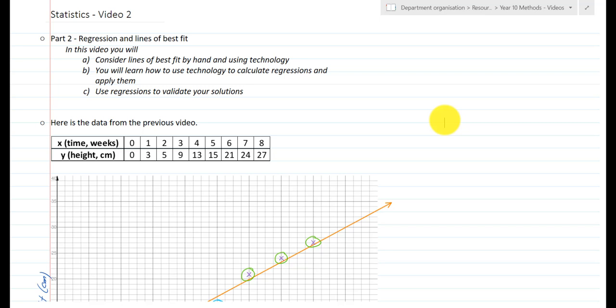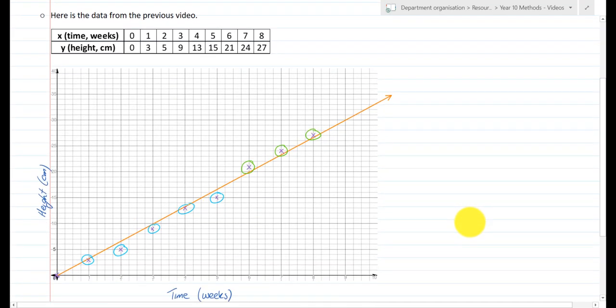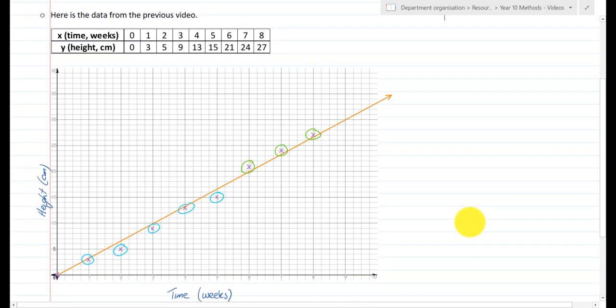So here's the data from the last video. It's time against height for something. I'm suggesting it's probably a plant of some sort. And here's the graph of my data. Now, as we did in the last video, I can make predictions from that graph.